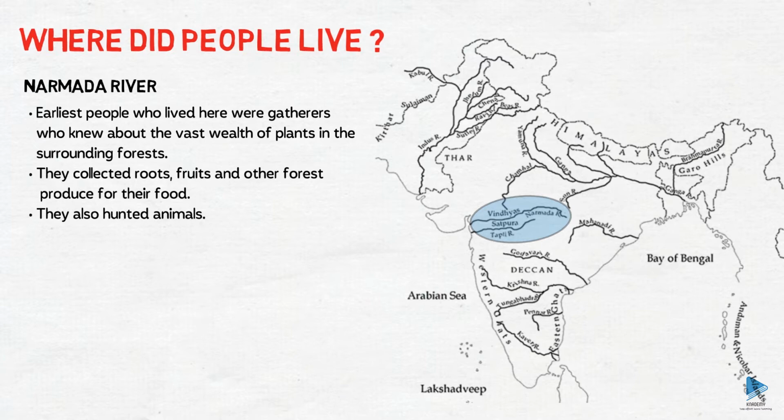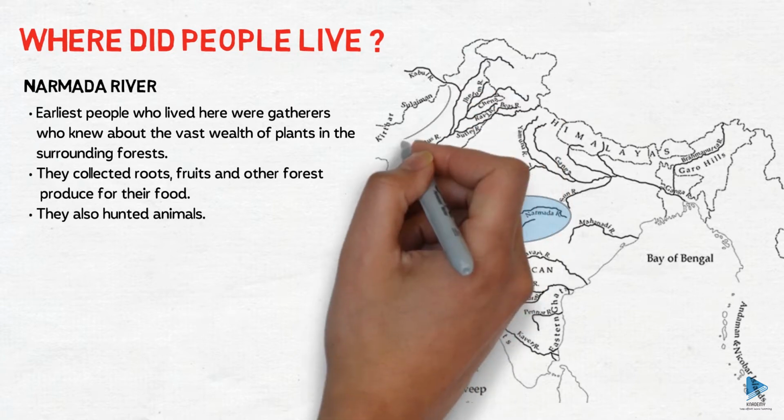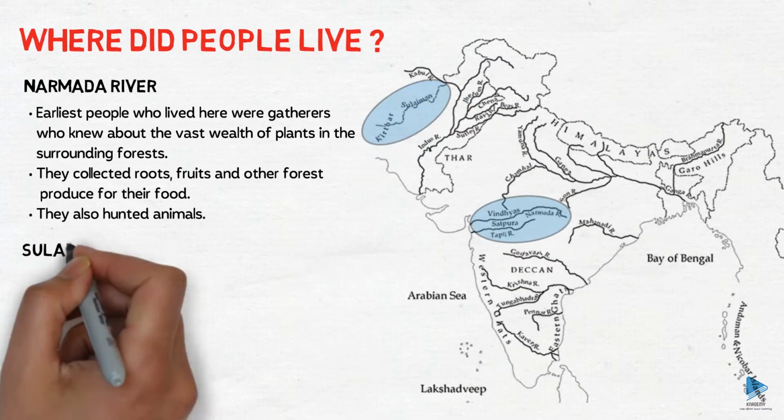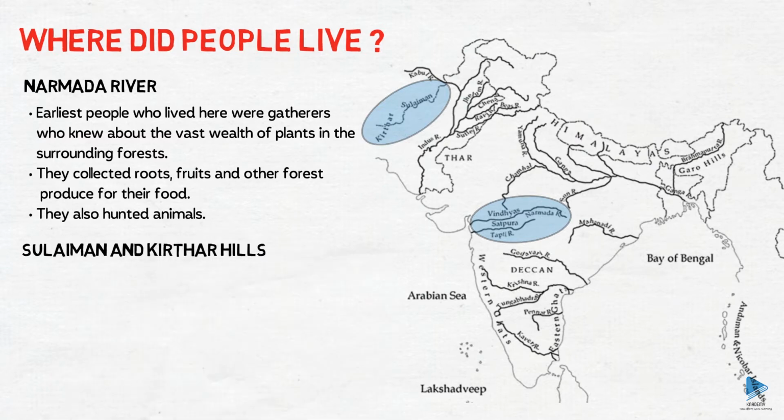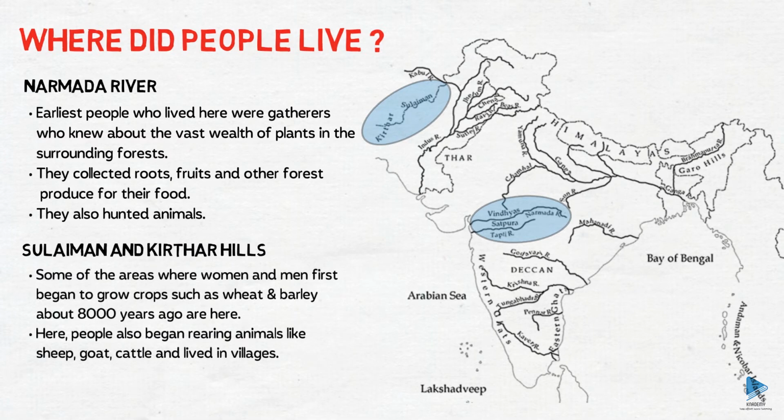Coming to northwestern part of today's India, we find Suliman and Kirtar hills. About 8,000 years ago, women and men first began to grow crops like wheat and barley here. Here people also began rearing animals like sheep, goat, cattle and started living in villages.